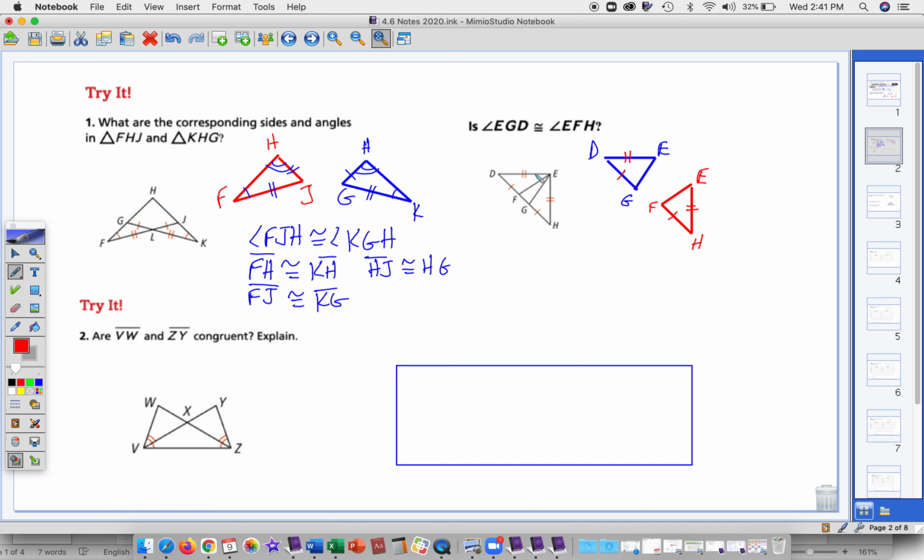Now, there's one more thing here. If you notice in the large triangle that we have a pair of congruent sides, which makes triangle DEH isosceles. So I also have angle D congruent to angle H. So the two triangles are congruent by side angle side. So angle EGD is congruent to EFH. I'm putting a double marking on there for that one. So the answer is yes.